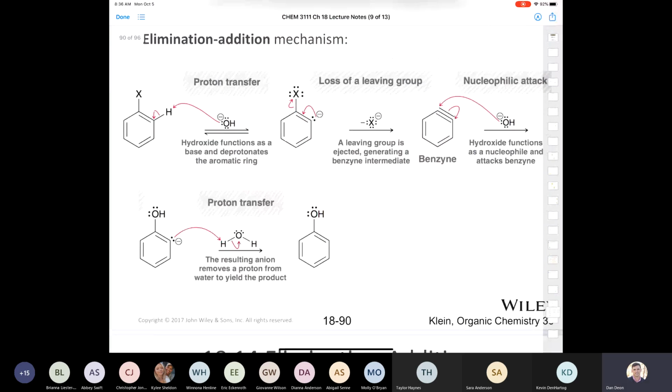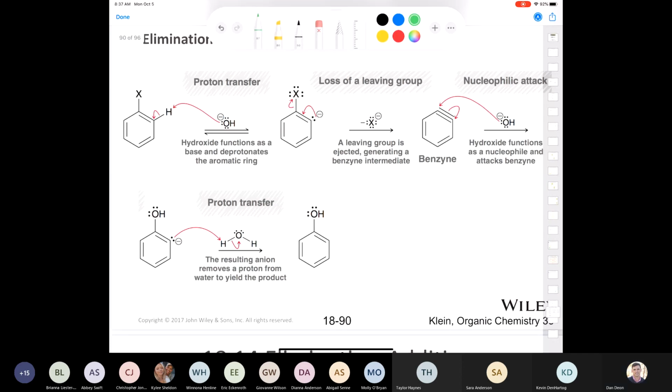Okay, let's take a look at the entire mechanism that's put forth on this slide. So we have our X, which is probably going to be a chlorine or a bromine, a good leaving group. We have the hydroxide functioning as a base. It's going to pull off a proton from the aromatic ring. So hydroxide deprotonates the aromatic ring. Then the leaving group is ejected. We form benzyne, and then the nucleophile.